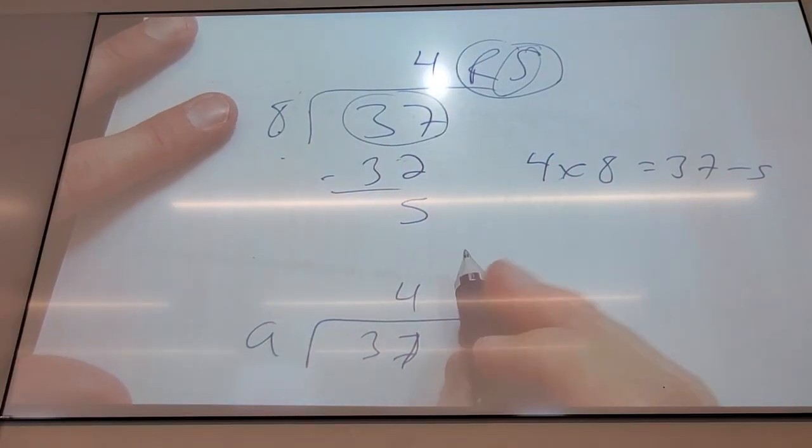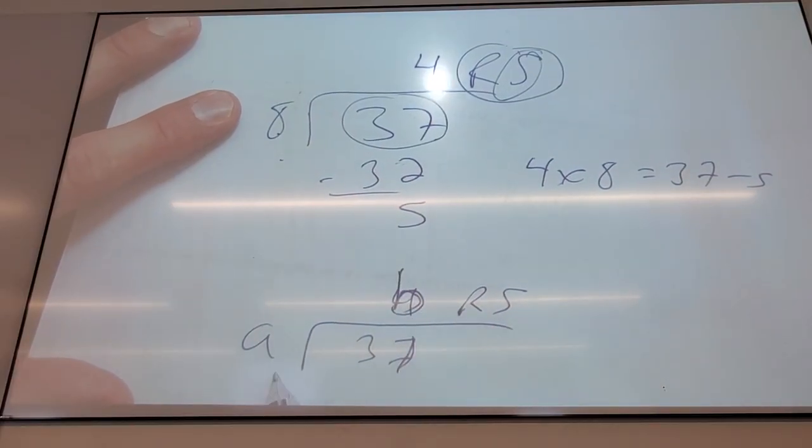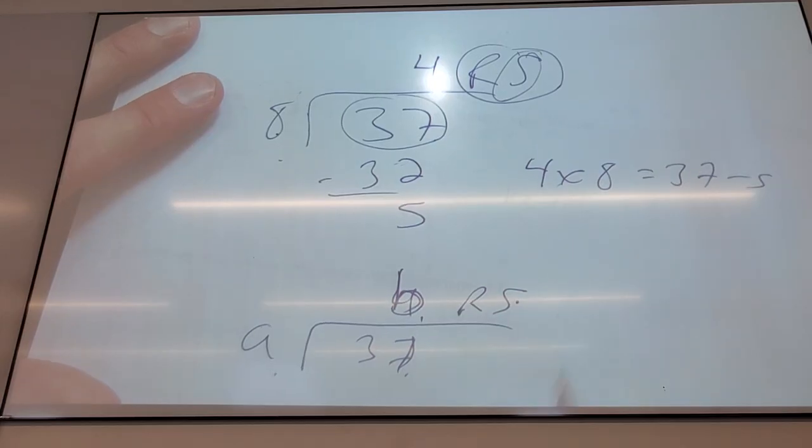So now if I did this, and I said what, oops, sorry, B. If I said what's A times B, it would be 37 minus 5. Yes? Yes. Okay.